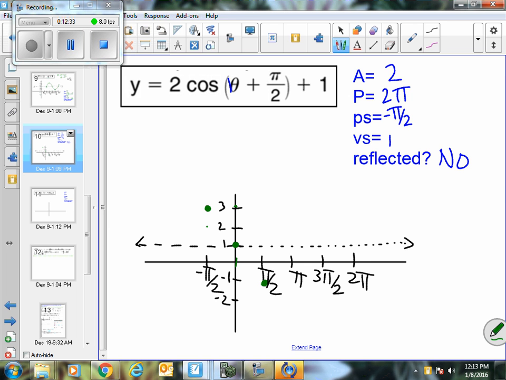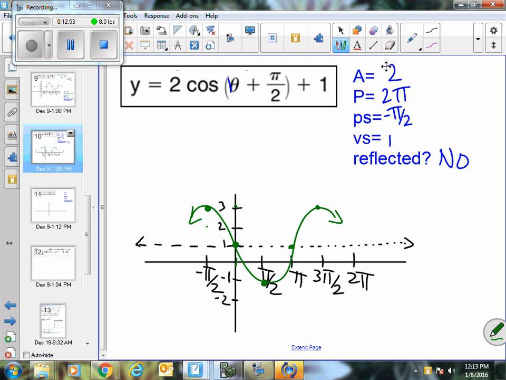So the amplitude still should be 2. Think about that if that makes sense. Amplitude is 2, so the minimum normally would have been at negative 2, but now we're shifting it up 1, so it would be at negative 1. Back to the middle at pi, and then back to the max at 3 at 3 pi over 2. So we get our nice smooth continuous curve.